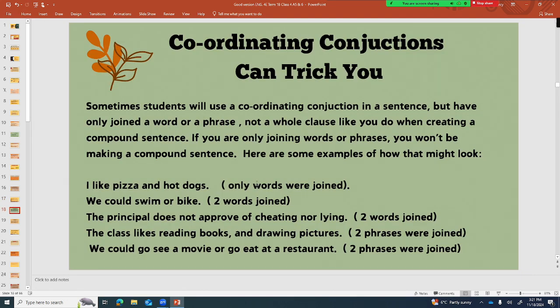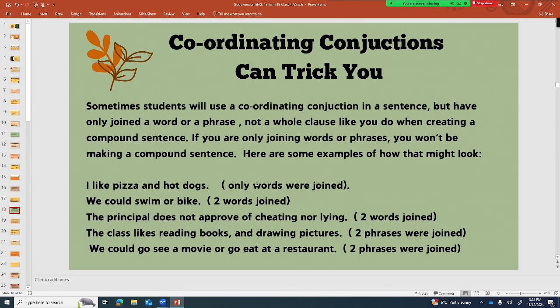Now, coordinating conjunctions can trick you because they can be used to only join a word or a phrase. I've had a few students hand me in something that used the word for, but it wasn't used where both sides were a complete sentence. When you do that, you don't end up with a compound sentence. If you're only joining two words or a couple of phrases, you haven't made a compound sentence.